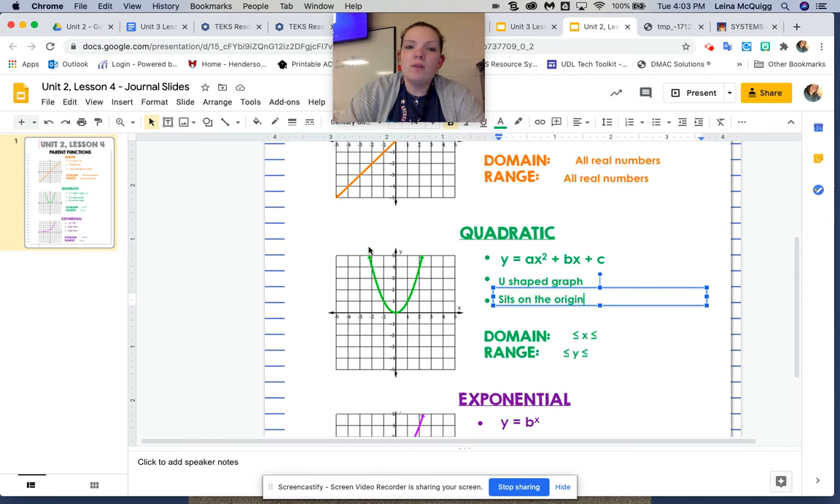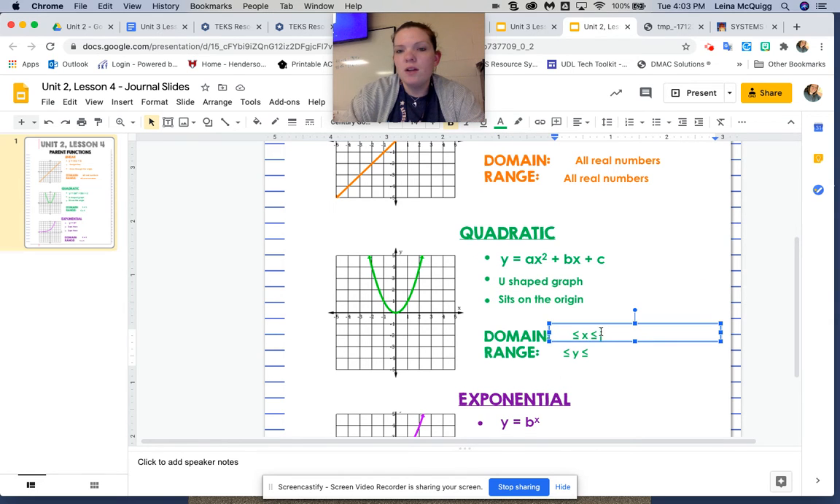So my domain, we go left to right. On the left-hand side, I've got an arrow. It's going to keep going. On the right-hand side, I've got another arrow. It's going to keep going. So my domain, I don't need any of this, is going to be all real numbers.